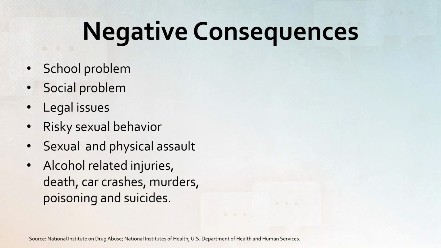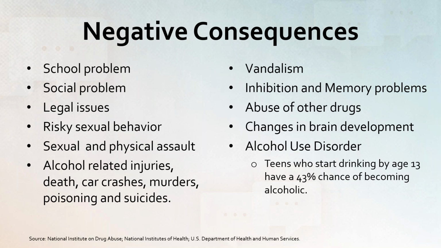They might not be showing up at school, truancy issues, social problems, fights among friends, legal issues, DUIs, car accidents, risky sexual behavior. Again, they're drinking, inhibitions go away, liquid courage kicks in, they're not thinking, and there may be choices of having sex that wasn't what they wanted, but they went ahead and did it. Or sexual assault, blackouts, passing out, physical violence, alcohol-related injuries or death, car crashes, murders, alcohol poisoning, and suicide, vandalism, memory problems.